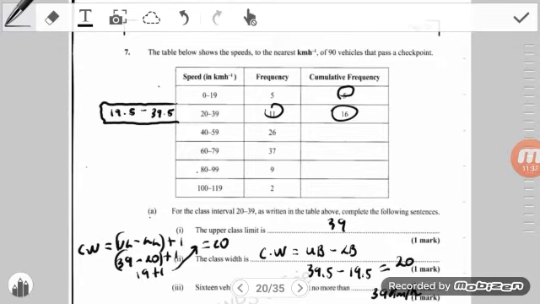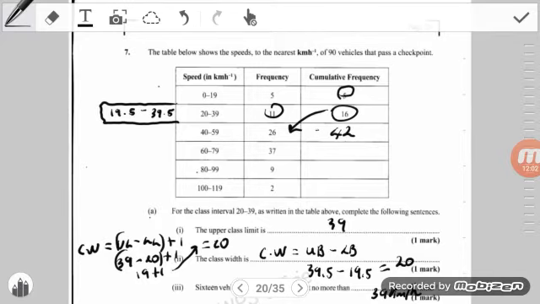So in order for us to get it then, I could just get to the point and tell you that we're just going to be adding the 16 to the 26. Yes. And that's going to give us 42 vehicles. So what this 42 means is that there were 42 vehicles recorded traveling at a speed between 0 and 59.